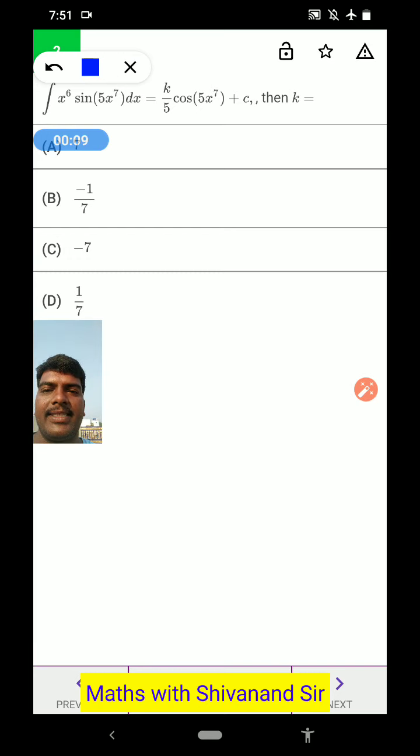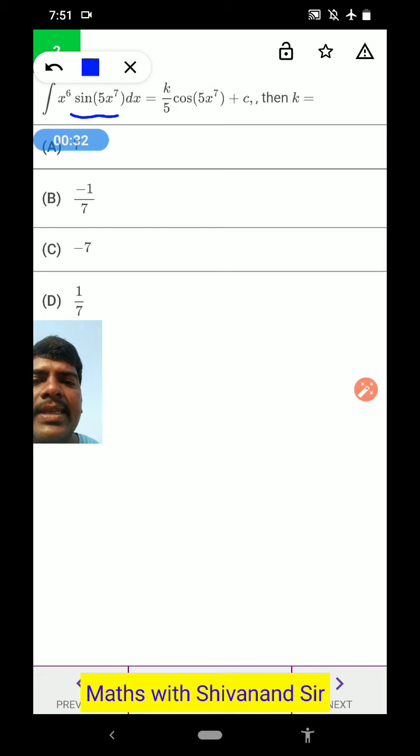So let us learn some interesting problems on integrations today. Listen, now the numerical is integration of x to the power of 6 into sin(5x^7). This sum can be solved with the help of integration by substitution. Whatever sums we are solving here, I will not integrate completely; I will integrate partially, and then the entire answer can be guessed very easily.